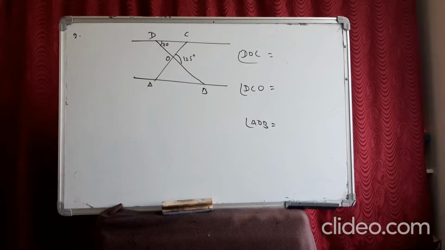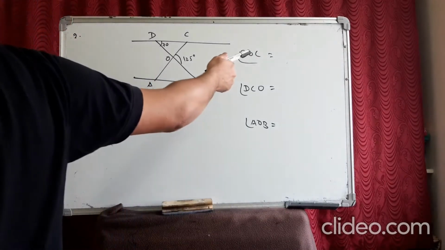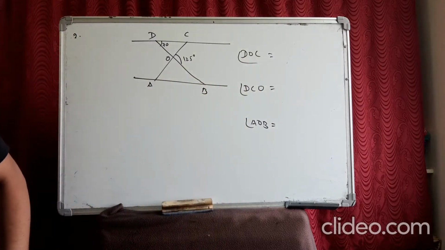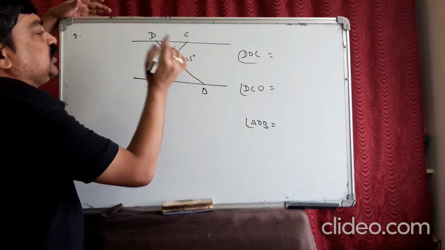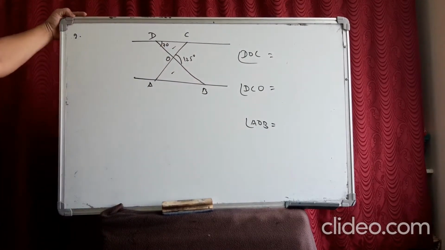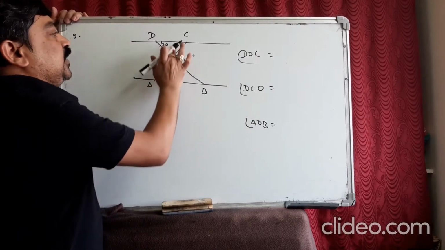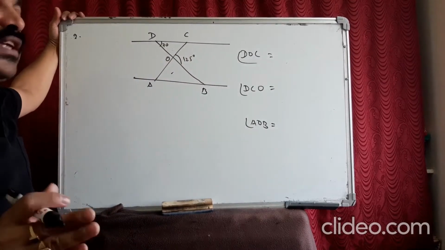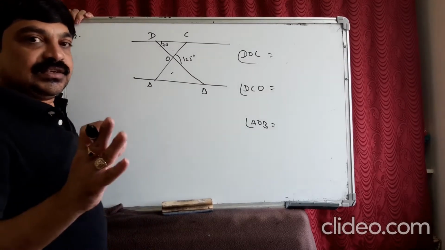Guys, in this question, what did they give? This is the data given, and you are asked to find out angle DOC, angle DCO and angle OAB. Also given, triangle ODC is similar to this triangle. When these 2 triangles are similar, it means that the corresponding angles are equal and the corresponding sides should be in the same proportion. We take the concept of corresponding angles equal.